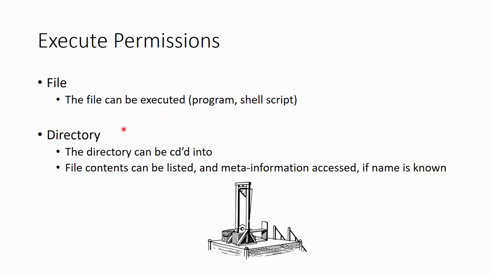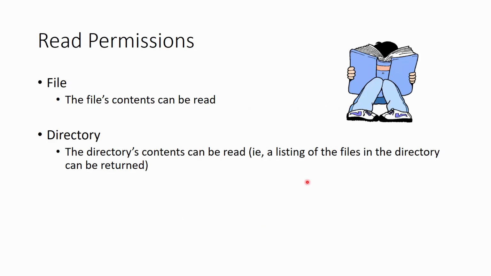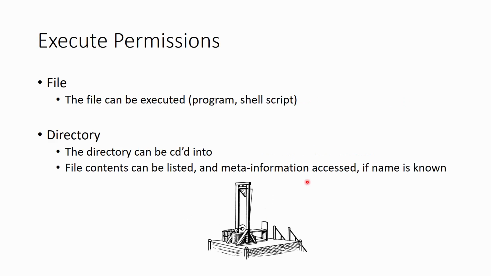For a directory, if the execute permission is set, that means that you can cd into it. The file contents can be listed, i.e. you can get the contents of a file and you can even get meta information about that file if you know its name. But execute permissions don't allow you to list the names. That is part of the read permissions for the directory. So we'd need multiple types of permissions to really have useful access to the information about a directory.